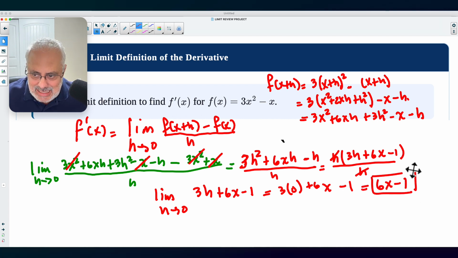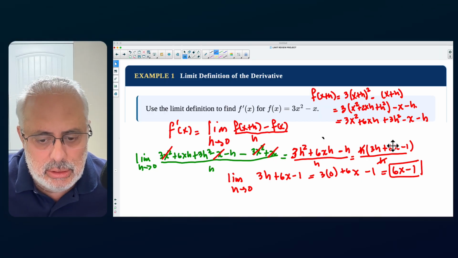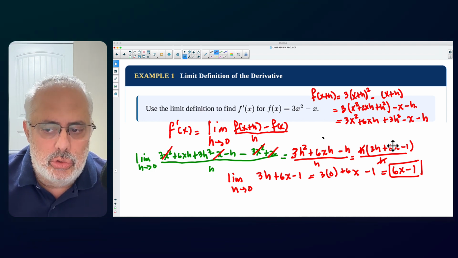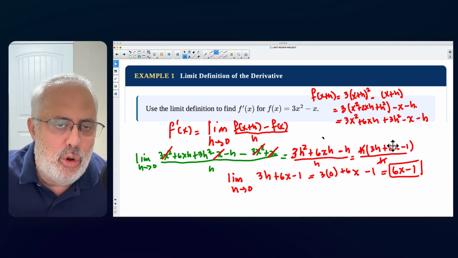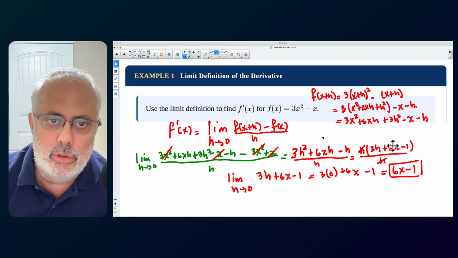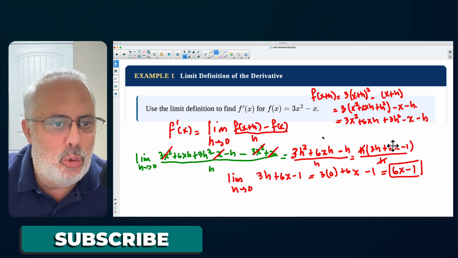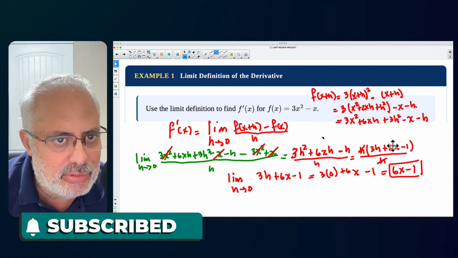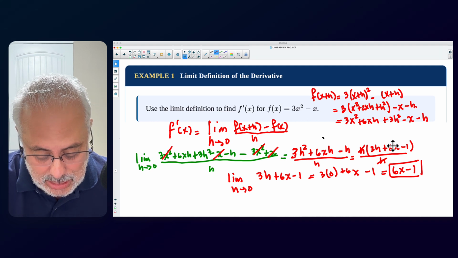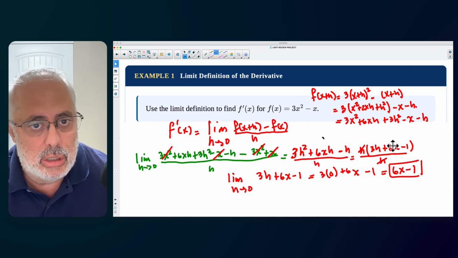And this is the limit of the slopes of the secant, equal to 6x minus 1. Of course, if you know the power rule, you can do that in a second. But we're not using the power rule because we are assuming that we don't know the power rule yet in calculus. We just know the first definition of derivative using the limit, because the limit is just that, the approximation of those slopes.